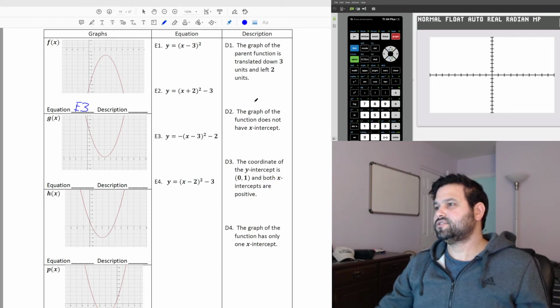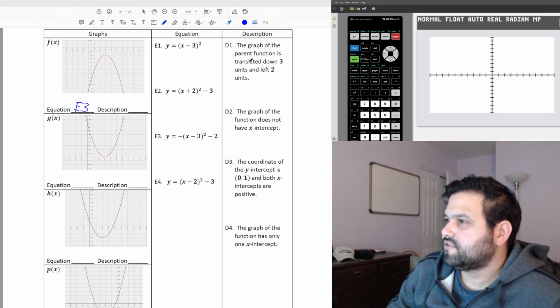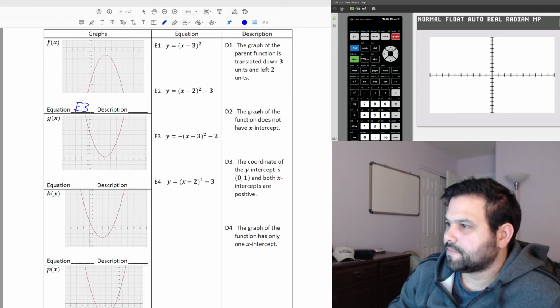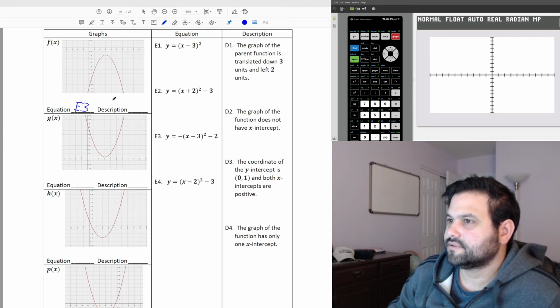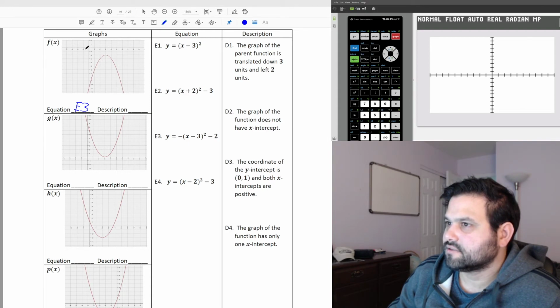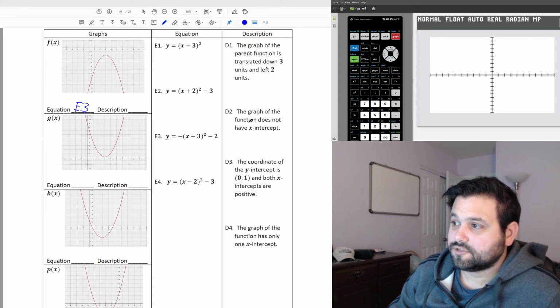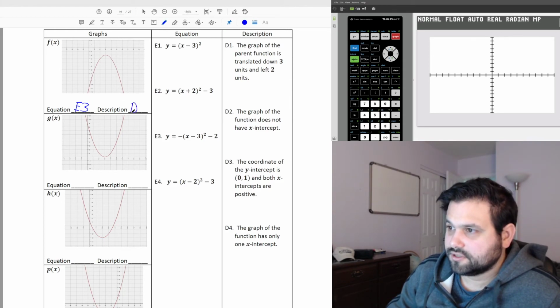Description. Let's see a description. So the graph of the parent function is translated down 3 units and left 2. Down 3 and left 2 doesn't look right. The graph of the function does not have x-intercepts. Does this graph cross the x-axis? No, it doesn't, which means it does not have x-intercepts. So that's the correct description, D2. So we use that, and we use that.